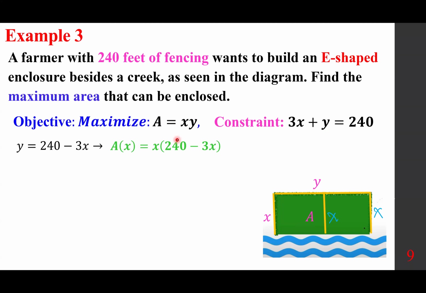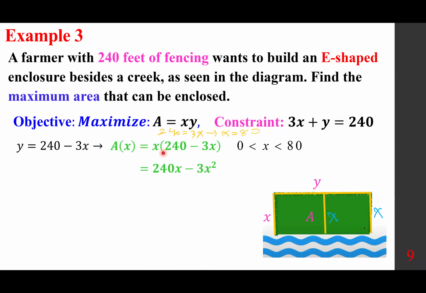I need to know what is the domain. Obviously, x represents a dimension, so it must be positive. Also, if you set this one equal to 0, x becomes 80. And class, if I choose x to be larger than 80, then this becomes negative and we can't have it. Therefore, x is between 0 and 80. And having said that, to get ready for the next step, I'm going to distribute.